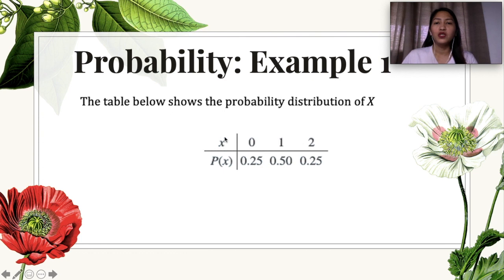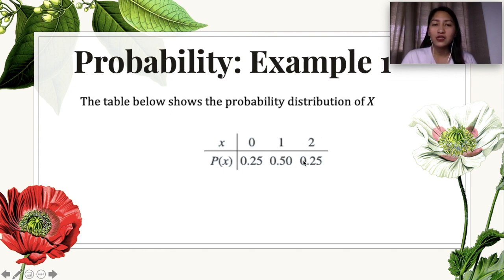So, here's how you do the probability distribution of X. You put the possible values of X at the top of the table. That is 0, 1, and 2. And then, the corresponding probability for each scenario, which is what we computed a while ago. For 0 heads, that is 0.25. For 1 head, that is higher, 0.50.